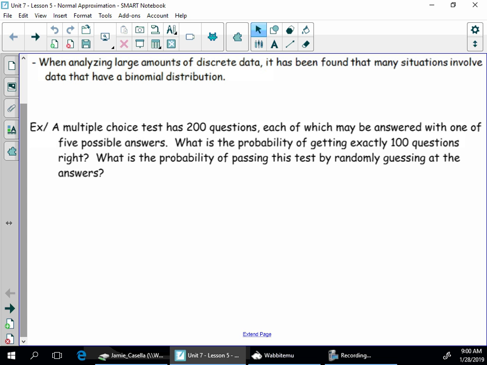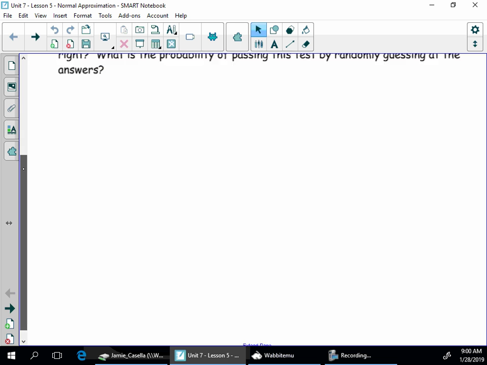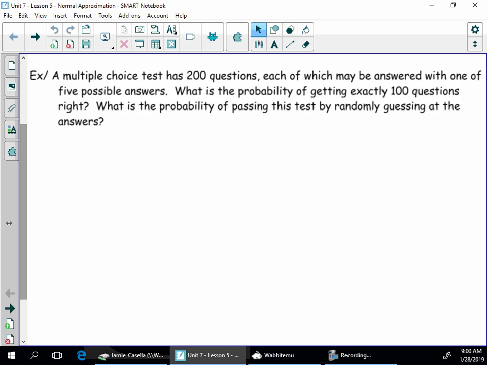A multiple choice test has 200 questions, each of which may be answered with 1 of 5 answers. What is the probability of getting exactly 100 questions right? Now, this is a perfect example of a discrete situation. They're right or wrong. I can count how many right answers I get. And because they're independent and repeated, it really is a binomial situation.